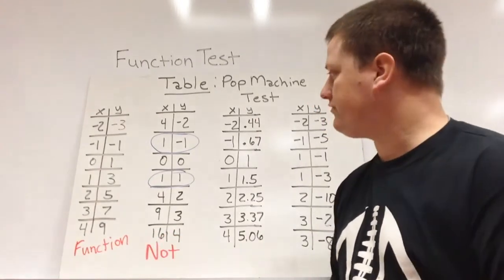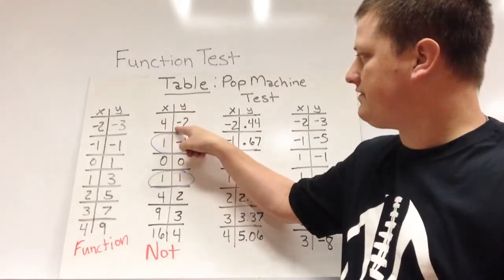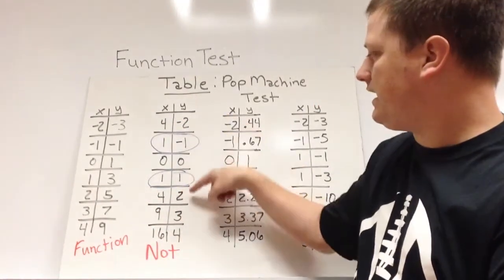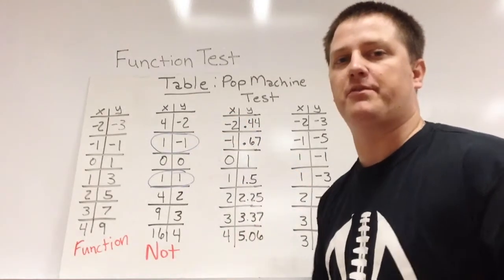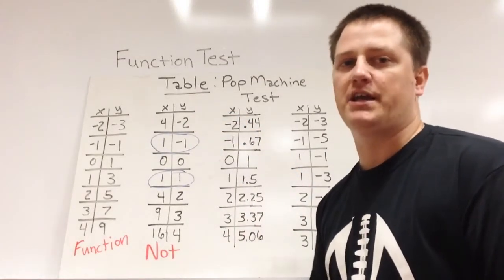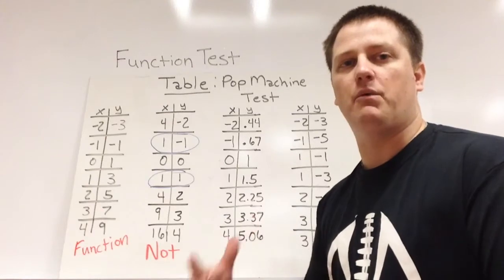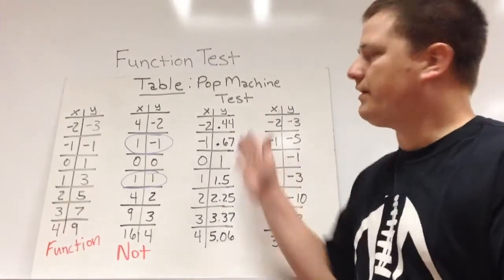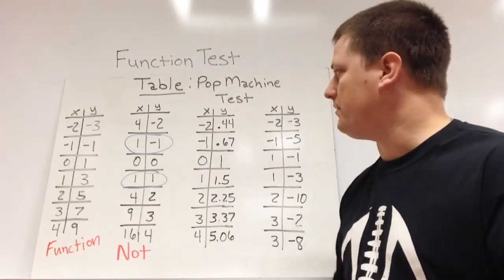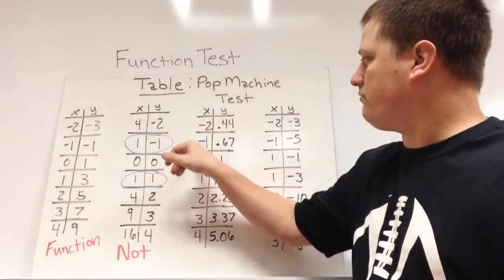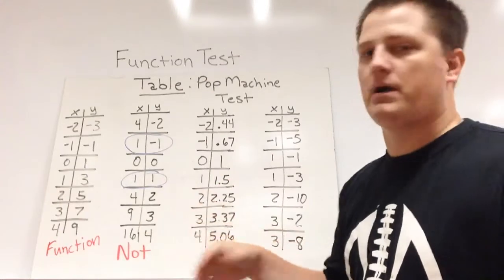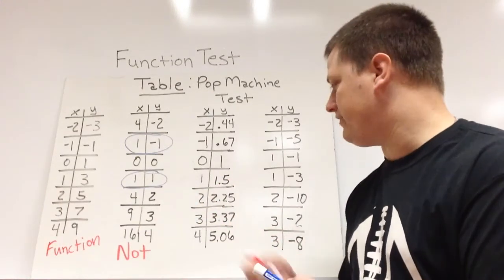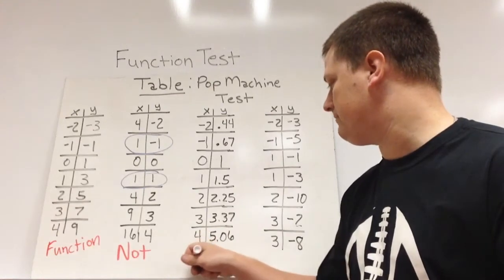There's also the button 4, which gave us -2, and the button 4, which gave us +2. Again, 2 different pops from the same button. That's not a function. If we had this as a pop machine, it wouldn't be working properly. Okay, let's look at the third table here. So -2, -1, 0, 1, 2, 3, 4. We hit every button once only, so it's got to be a function because nothing repeated.